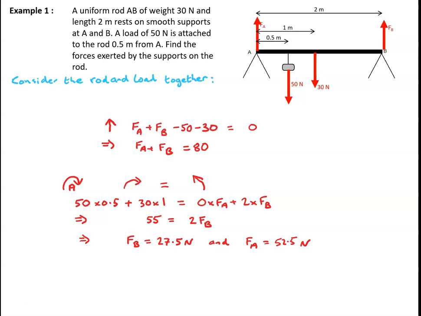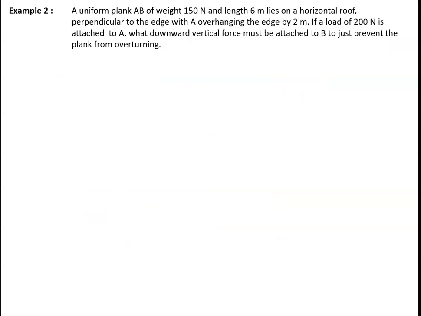Let's move on and look at a second example. In the second example we've got a uniform plank AB of weight 150 newtons and length 6 meters, which lies on a horizontal roof perpendicular to the edge, with the end A overhanging the edge by 2 meters. If a load of 200 newtons is attached to A, what downward vertical force must be attached to B to just prevent the plank from overturning?